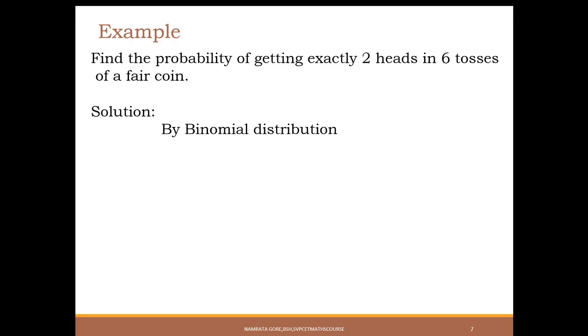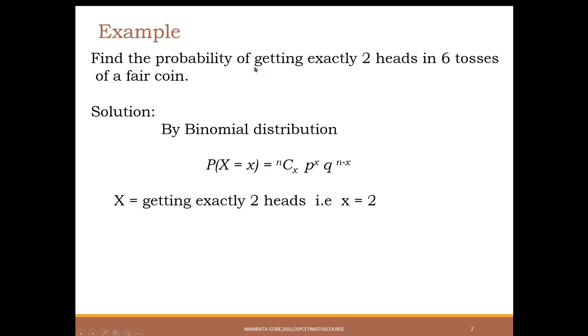So binomial distribution gives you the formula P of x equal to nCx p to the power x q to the power n minus x. What we need to identify from the given problem is this n, x, p, q. So all these 4 elements we need to identify. Now here getting exactly 2 heads is the random variable x in 6 tosses of coin. So our number of trials becomes 6.